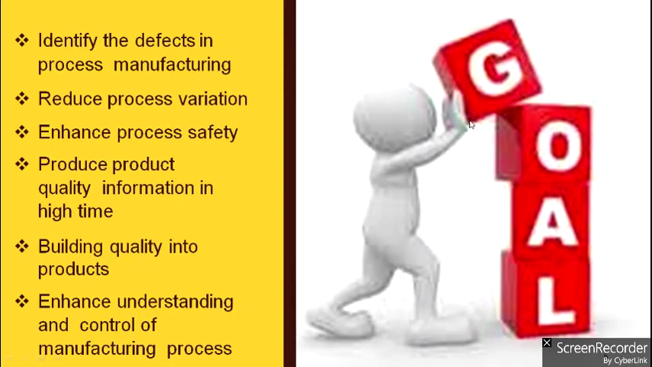So what is the goal of this PAT? You find a defect in the process manufacturing. You reduce the process variation with respect to the protocol you are following, and enhance the process safety, right? Because all the risk analysis etc. will be done. So how safe your process is being enhanced, and whatever product is produced is of high quality with respect to time, building quality into products and enhancing understanding and control of the manufacturing process. So these are all the goals.